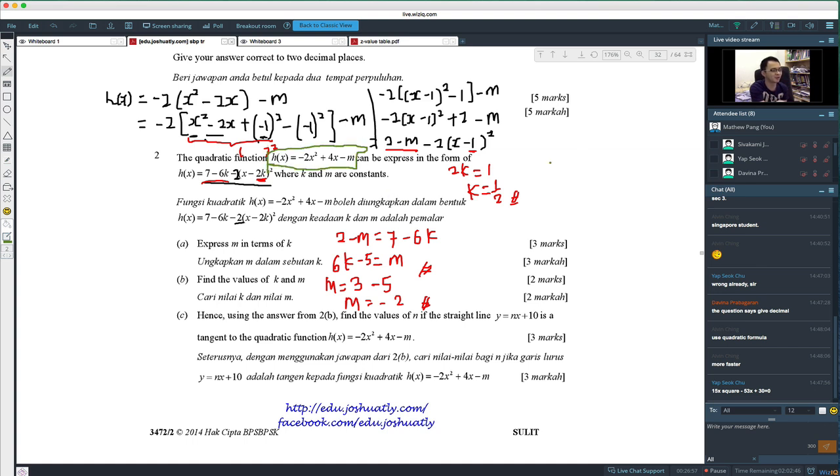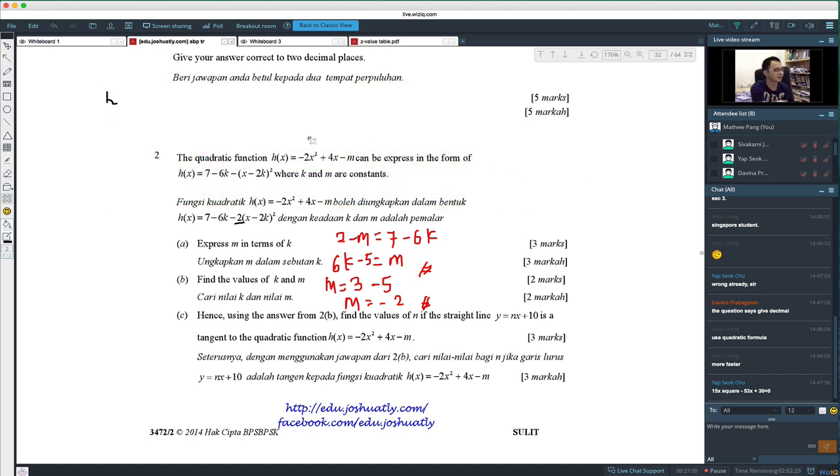So I have h(x) equals negative 2x squared plus 4x minus m. I'm sorry, just give me some space because I do not have enough space to write. So I will substitute the first equation here and I will let h(x) become y, just to make my life easier. So y equals -2x squared plus 4x minus m, and m is -2, right? So minus -2 will be plus 2.